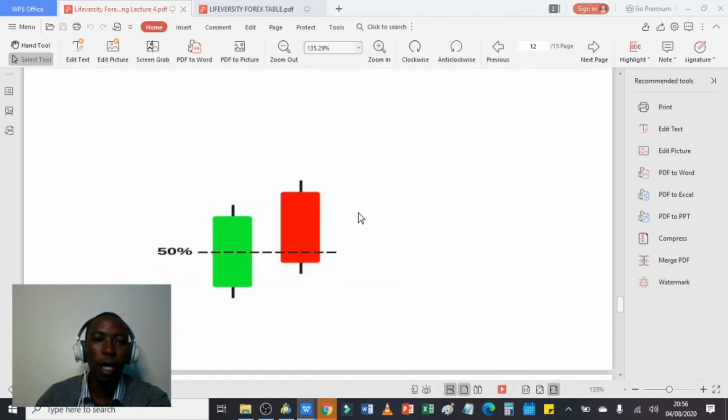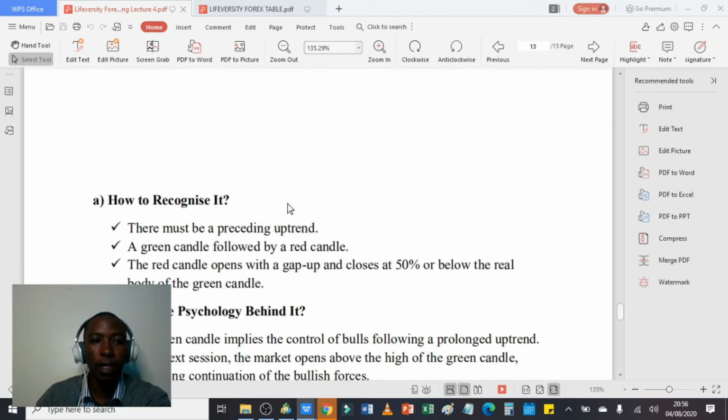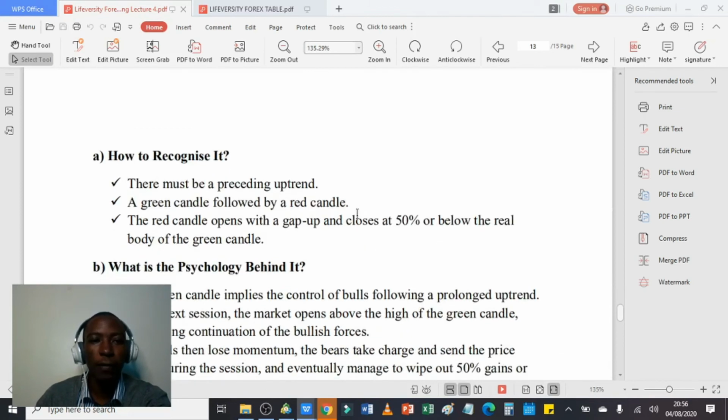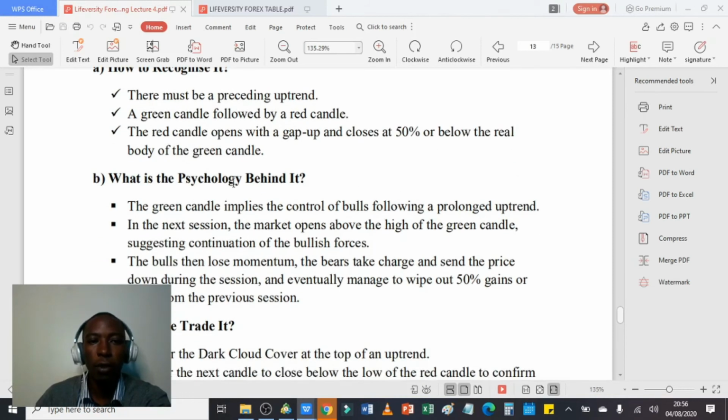Number 9, the dark cloud cover. It is a bearish pattern. You can see it. How to recognize it? There must be a preceding uptrend, a green candle followed by a red candle. The red candle opens with a gap up and closes at 50% or below the real body of the green candle. What is the psychology behind it?